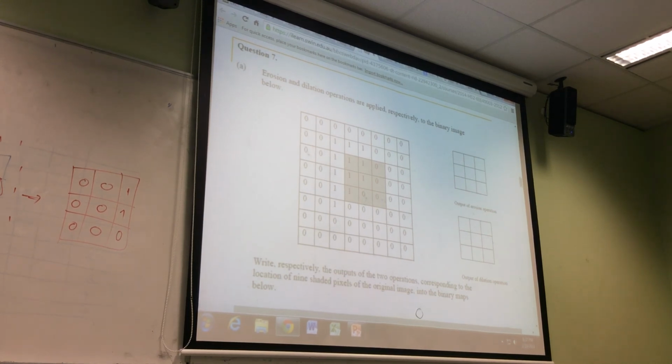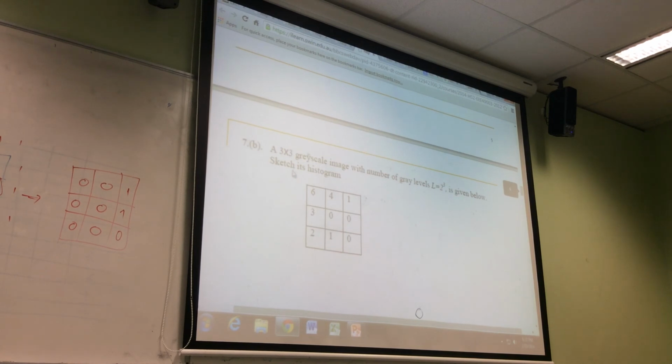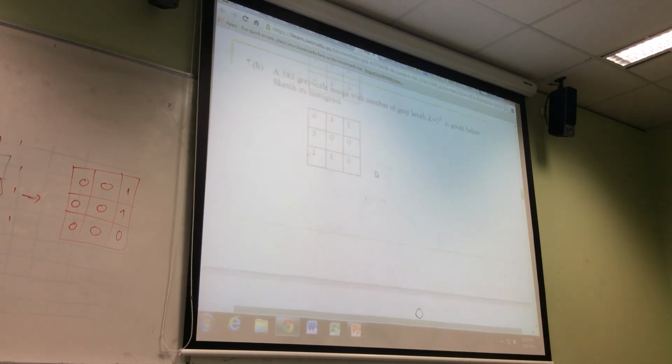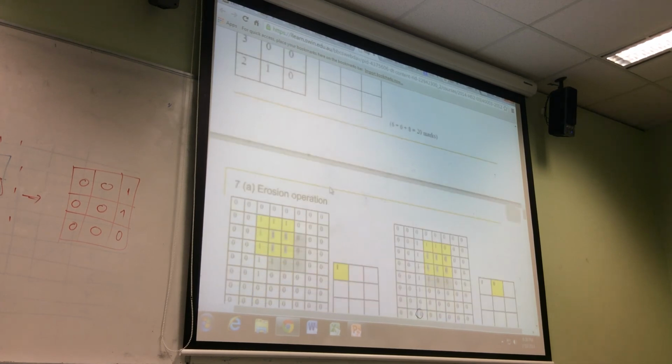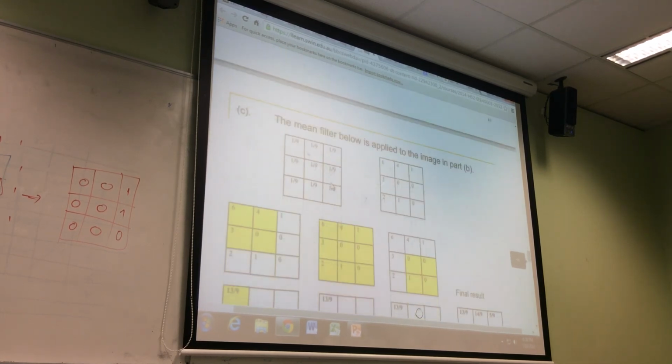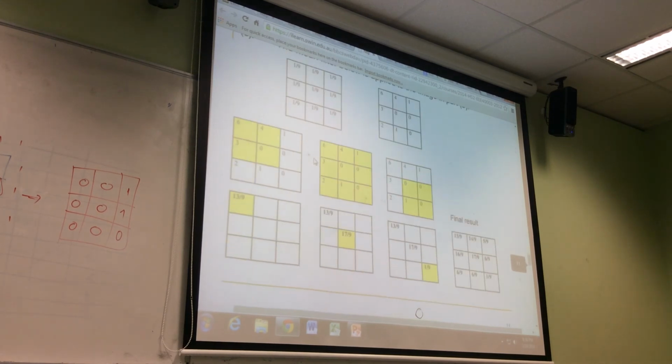Next one is sketch histogram. That's easy, a histogram visualization. Then this one, filters. This is the thing that we haven't done, but we will do it next time. So this one is the answer, this one is the histogram, and this one is the filter.